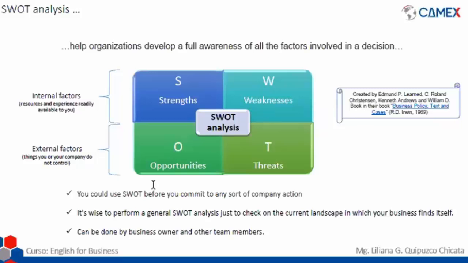And also, we said that it is wise to perform a general SWOT analysis just to check on the current landscape. You can do that also in your life to check how your life is right now. So you can do a SWOT analysis on yourself just to see a landscape of how your life is going, and to see what you can do. If you look at opportunities, you can see maybe some things that you can do in the future. And it would be a really nice way of practicing the SWOT analysis in order to do it for a company.